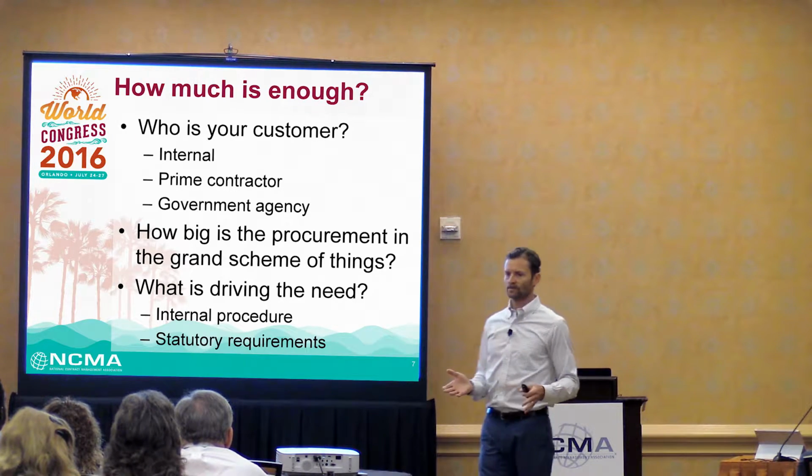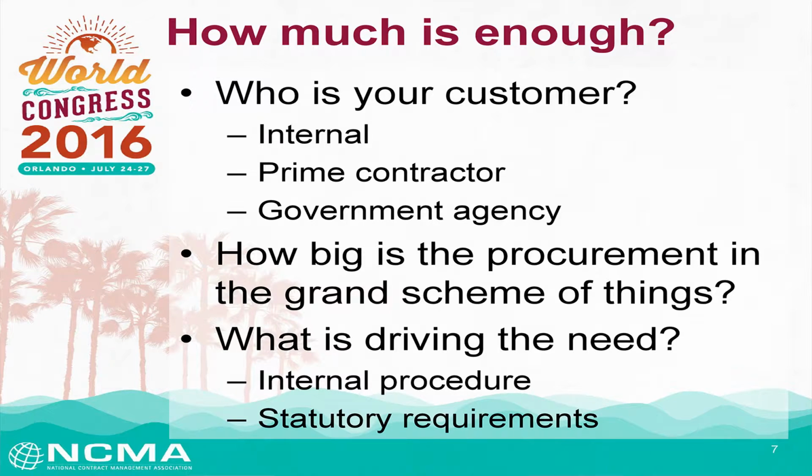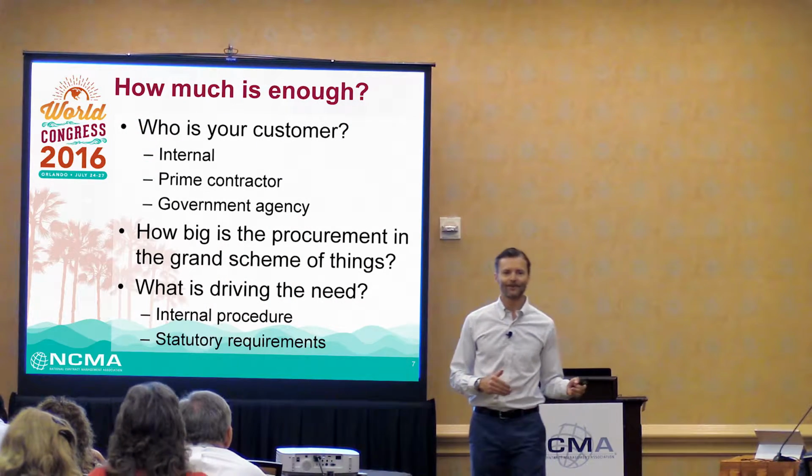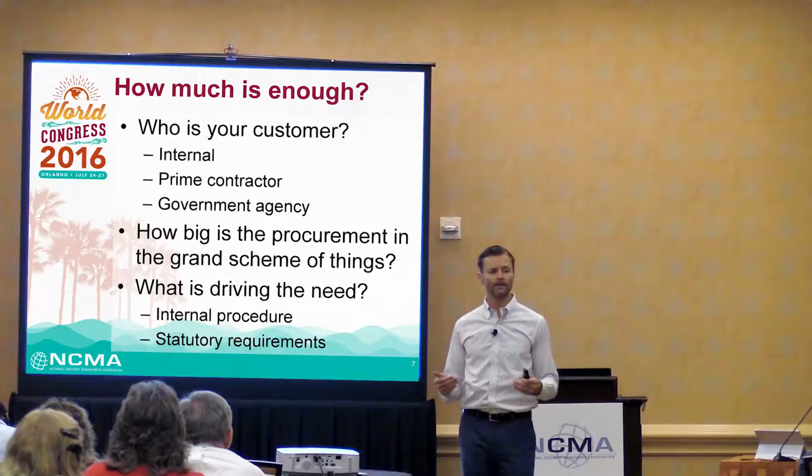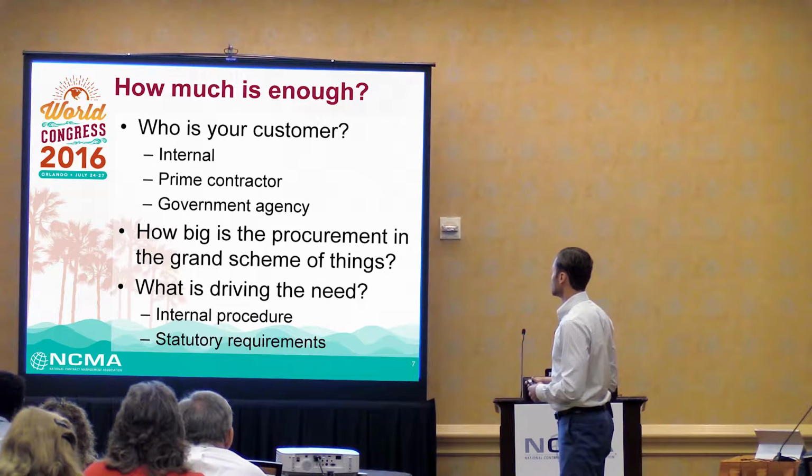How big is this procurement in the grand scheme of things? So, okay, yes, it's over the TINA threshold. I'm still using her name, even though she's long gone, right? The truthful cost or pricing data threshold of $750,000. But if this is on a $130 million proposal, how much does this one really matter? How deep do I need to go into this? And what's driving the need?